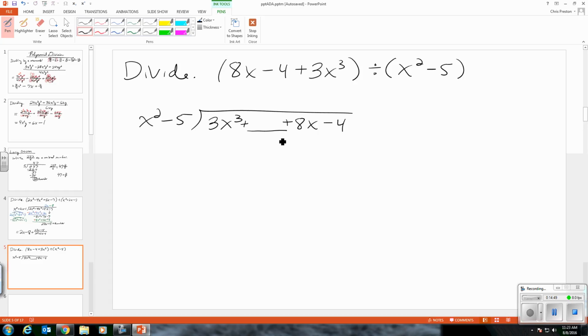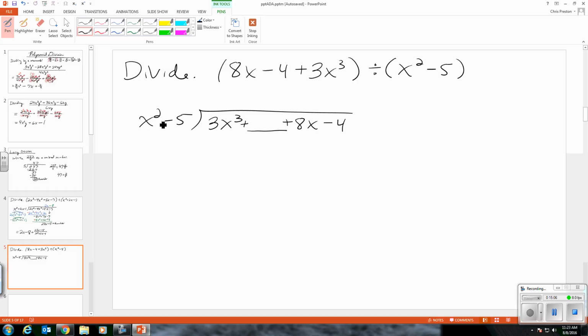All right, so some people like to put a 0x squared here. I don't like to do that because I've seen too many people confuse 0x squared with x squared, which is actually 1x squared. And so at this point, I just leave it blank and not really worry about it.